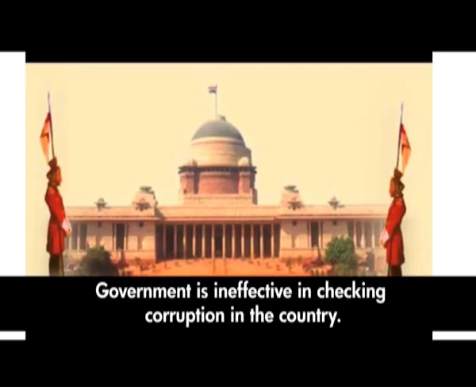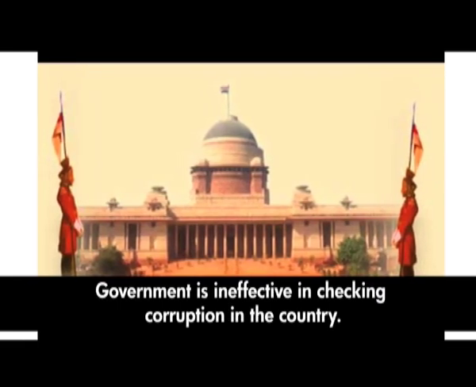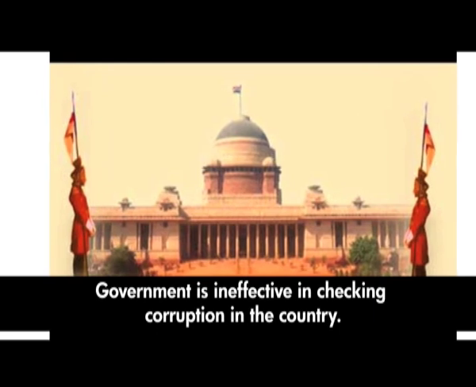According to a global public opinion poll conducted in 2009, 58% of Indians identified politicians to be the single most corrupt individuals. 40% of the people felt that the government is ineffective in checking corruption in the country.